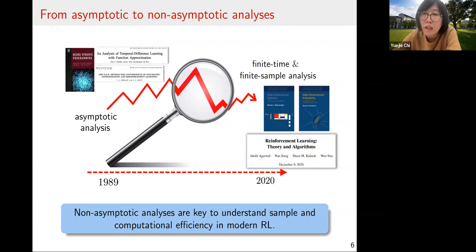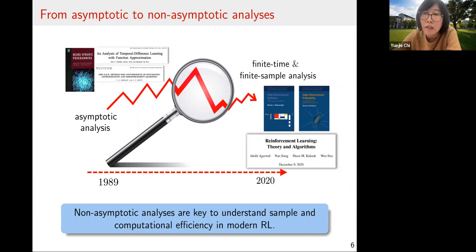Reinforcement learning is actually not a new topic. If you go back to maybe the 80s or 90s, we already see a lot of landmark results in the literature, maybe primarily from the control community. But most of the analysis back then is asymptotic in nature, meaning they look at the convergence of the algorithm, whether they can find the optimal policy if you are given an infinite number of samples or an infinite number of iterations to execute these algorithms.